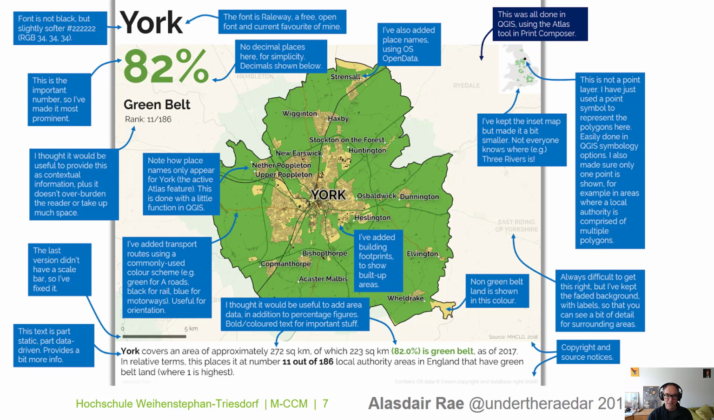And for orientation, you have the main roads and the names, with the name of the main city, York, in a larger font than the small suburbs. You can see the main information already in the top left in a big number, 82%. And here please note that this is rounded.